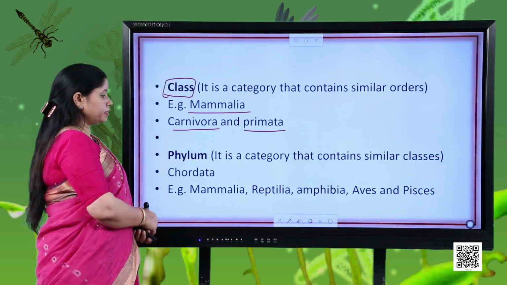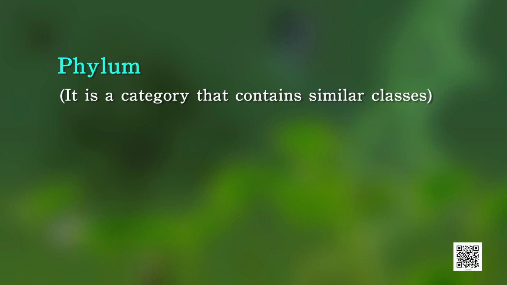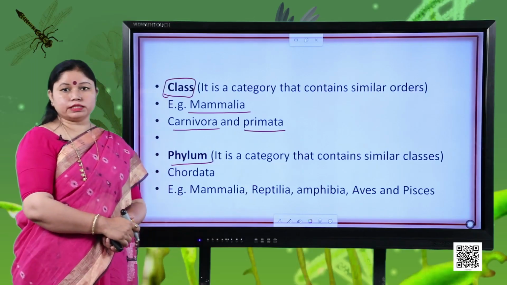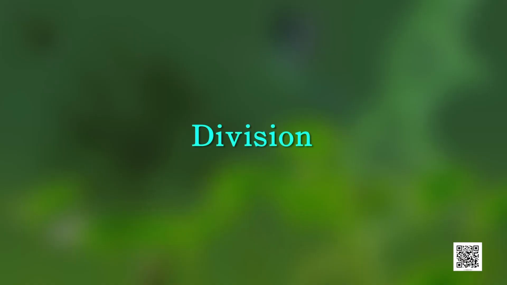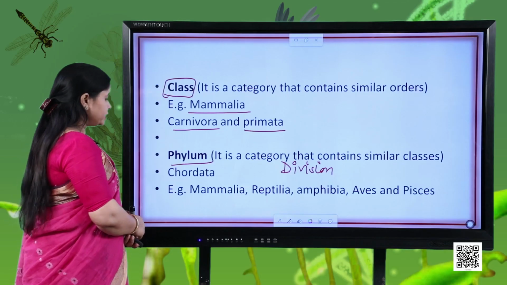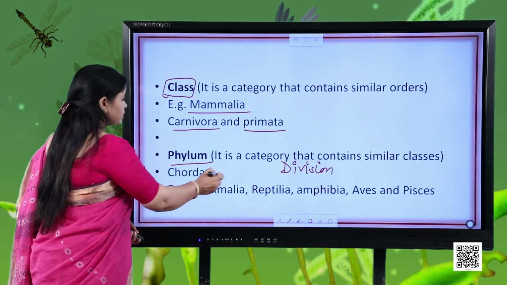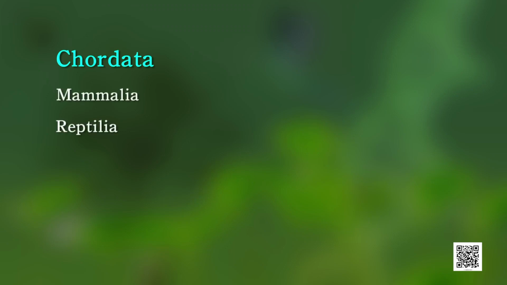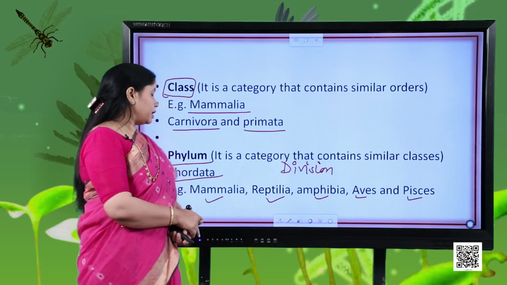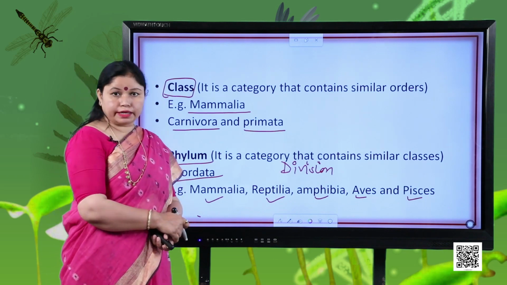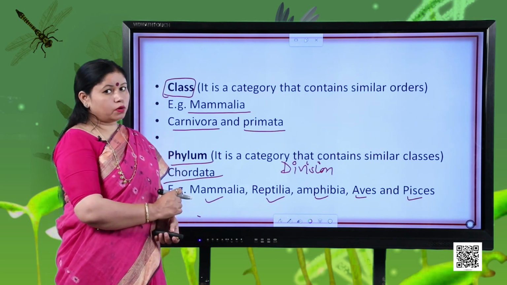Let us move to the next category, that is phylum. Phylum is a category that contains similar classes. In case of plants, we use the term division instead of phylum. An example of the phylum, we can take Chordata. Chordata is a phylum that contains various classes which include Mammalia, reptiles, amphibia, aves and Pisces. You must be familiar with all these classes. You must have studied them in your lower classes.